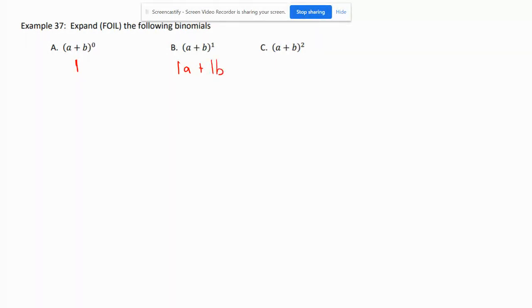a plus b squared. When we do a plus b squared, this means the same thing as a plus b times a plus b. a times a is a squared, and I'm going to write this as 1a squared, plus ab, this and this. b times a is ab again, plus b squared. So we got 1a squared plus 2ab plus 1b squared.